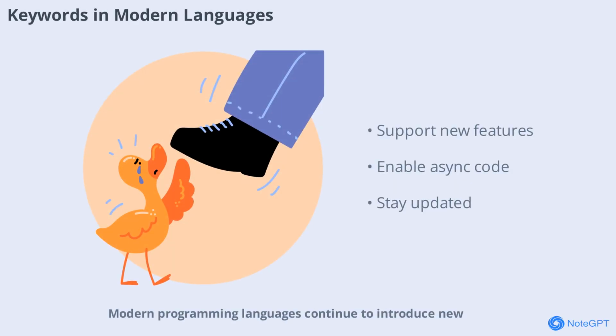Modern programming languages continue to introduce new keywords to support emerging features and paradigms. For example, async and await in JavaScript and Python enable asynchronous programming. Staying updated with new keywords helps you take advantage of the latest language capabilities.